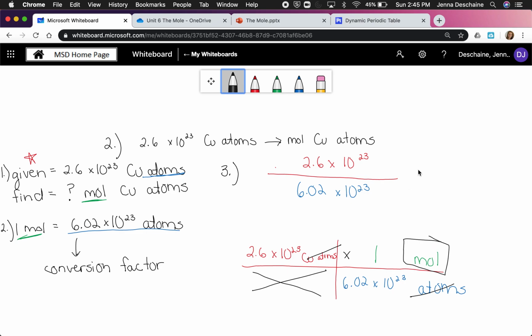If I do that math out, you can use a calculator if you need to. Make sure you plug in the exponents. But since I have 10 to the 23rd right here and 10 to the 23rd right here, these actually cancel each other out because they're such large numbers. So I can actually do 2.6 divided by 6.02, and it looks like I get 0.432 moles of copper atoms.